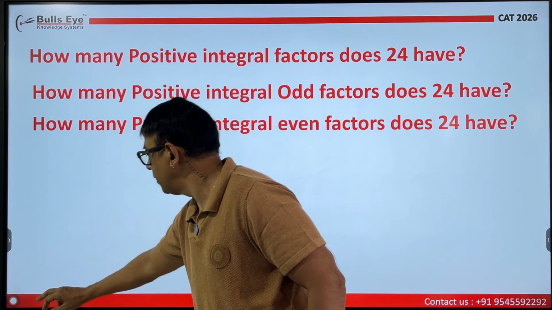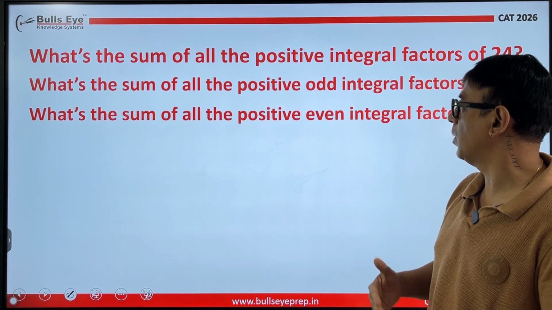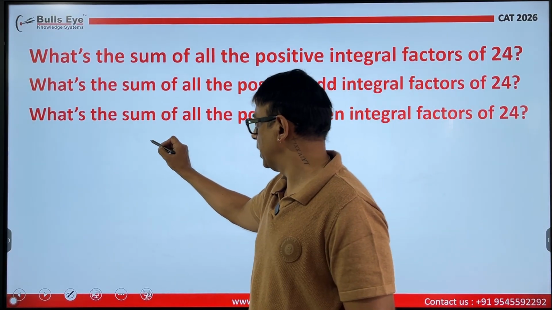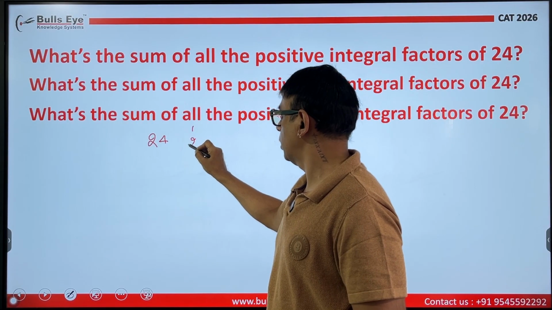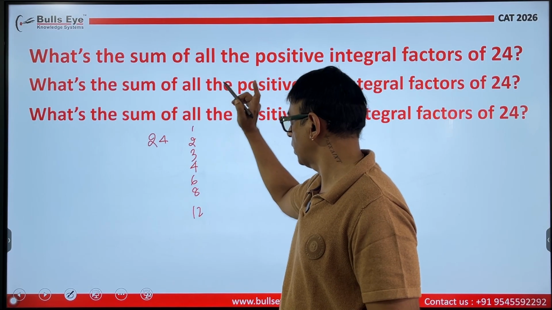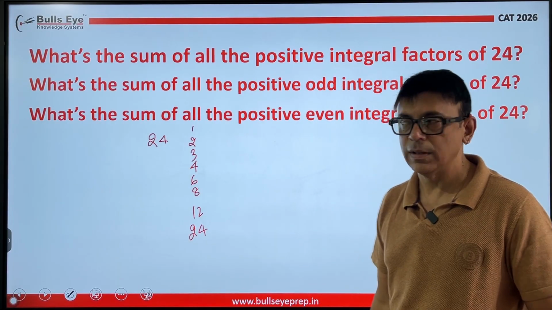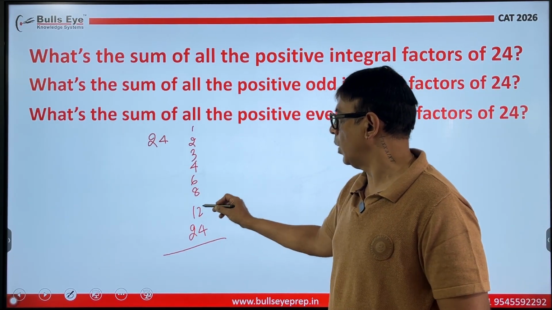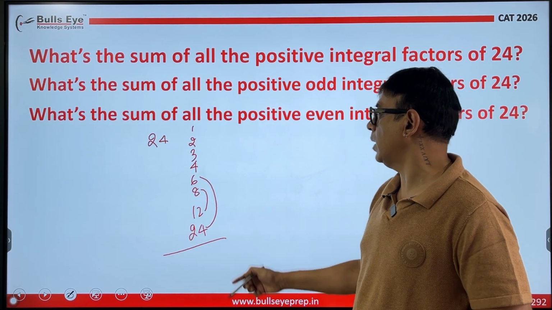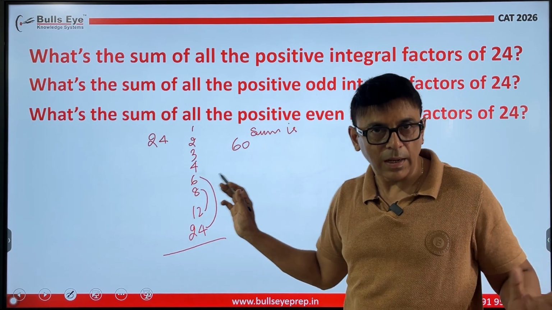Okay, what is the next slide? What is the sum of all these factors? 24, again the same number. What is the sum of all factors and what is the sum of all the even factors? So let's do it with the brute force method first. 24: 1, 2, 3, 4, 6, 8, 12. One number I missed out. 1, 2, 3, 4, 6, 8, 12, and 24. That is 8 factors. What is the sum of this? 24 and 6 is 30, 30 and 20, 50, 50 and 10. The sum is 60. No big deal.